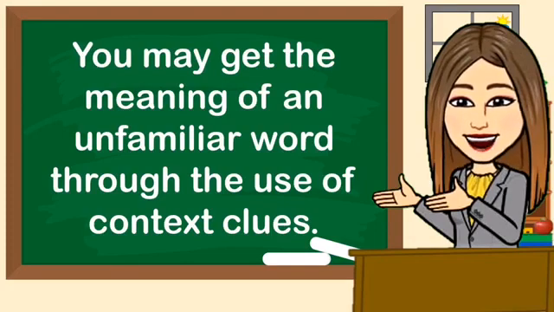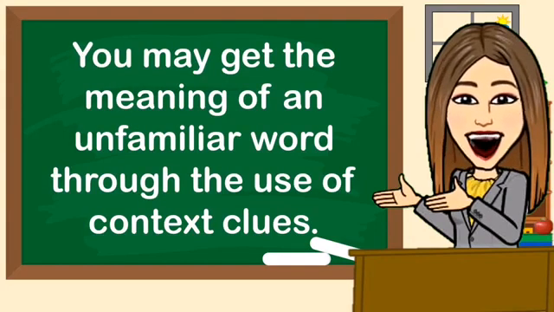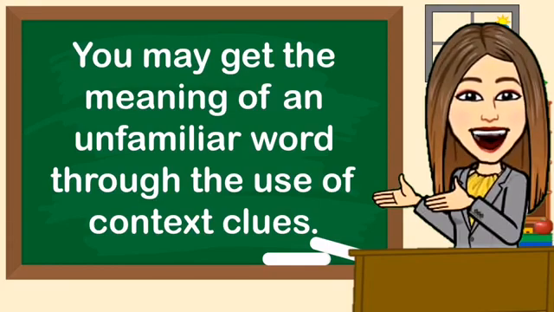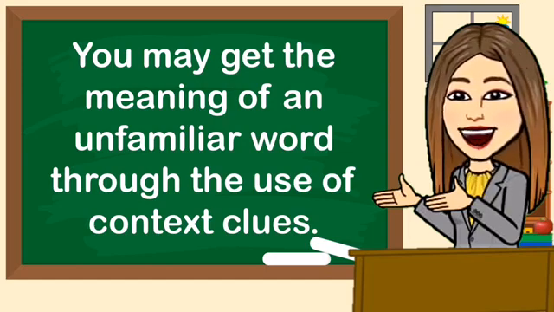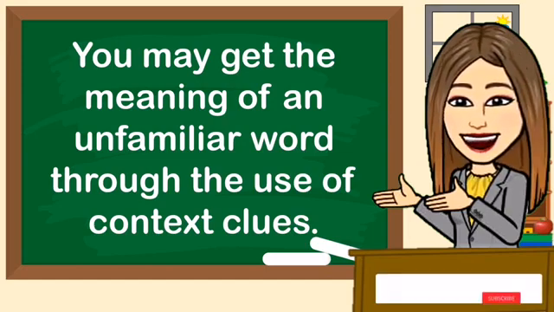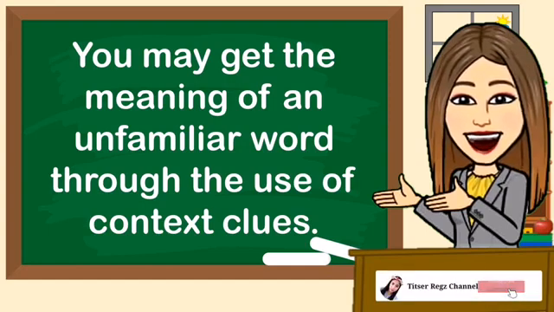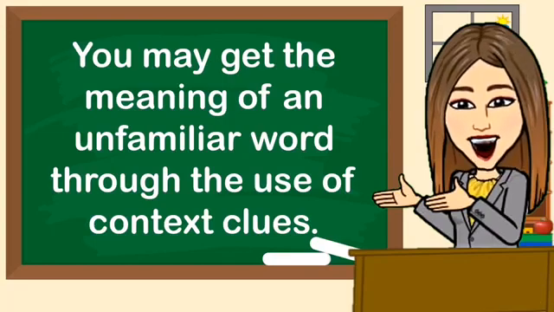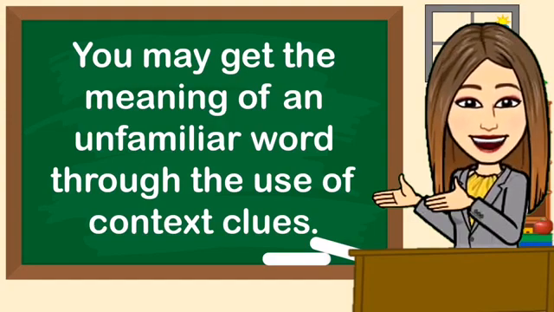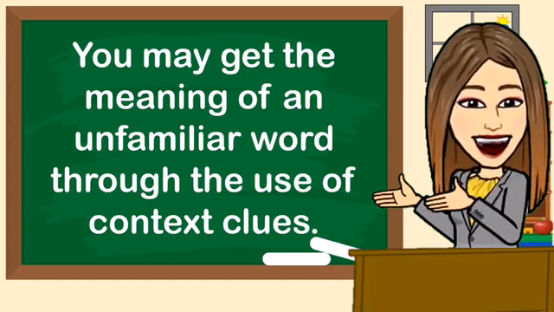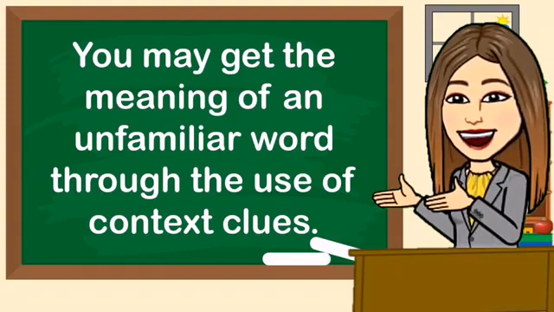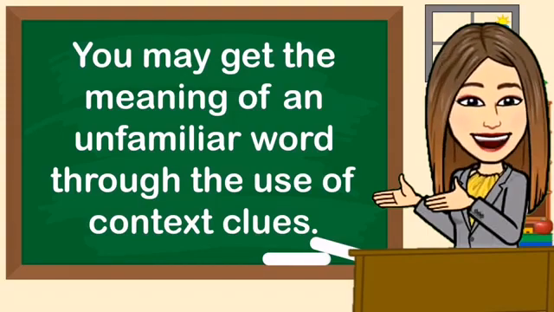You may get the meaning of an unfamiliar word through the use of context clues. And context clues is presented in various forms like definition and exemplification. Sa definition, makikita ang kahulugan ng unfamiliar word o mahirap na salita sa mismong pangungusap. While exemplification, matutukoy mo ang kahulugan ng isang mahirap na salita sa pamamagitan ng mga halimbawang nabanggit sa pangungusap. Yan ang pinagkaiba ng dalawang uri ng context clues. Ngayon, tingnan natin kung talaga bang alam nyo na kung paano tukuyin ang kahulugan ng isang mahirap na salita sa pamamagitan ng paggamit ng context clues.